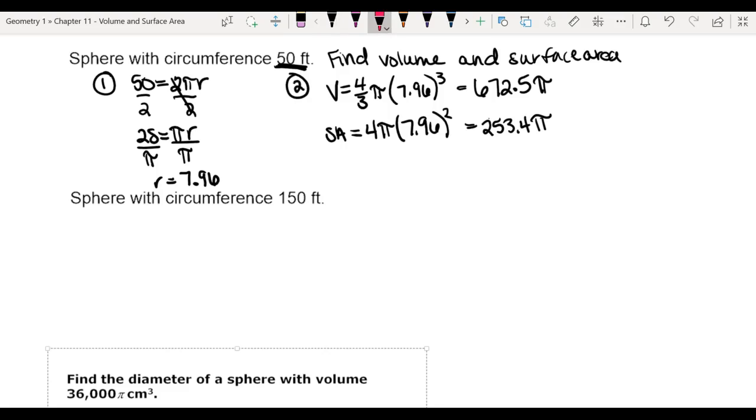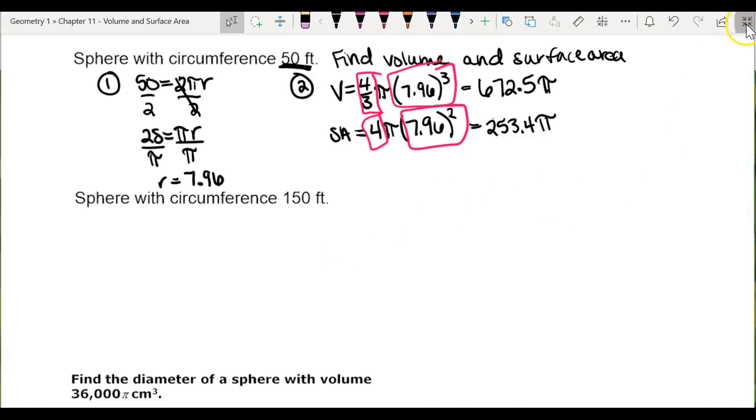Okay, so again, when I plug this in, I plugged this and this in. This one I plugged this and this in. Okay. I would like you to try this one on your own. Do a sphere with circumference of 150. So try that one on your own and see how it goes.